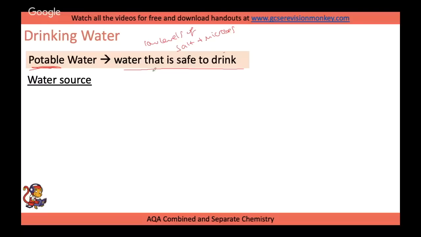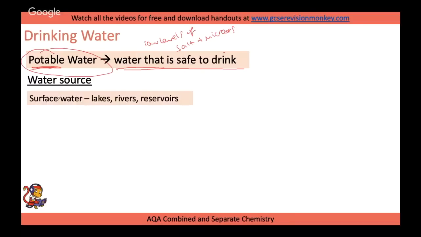It is not the same as pure water. Pure water would be just H2O, nothing else dissolved in it or anything tainting it. It's just H2O. So pure water, again linking back to the boiling points, would have a boiling point of 100 degrees. Potable water might not have a boiling point of 100 degrees because it might have a few other bits in it that increase the boiling point.